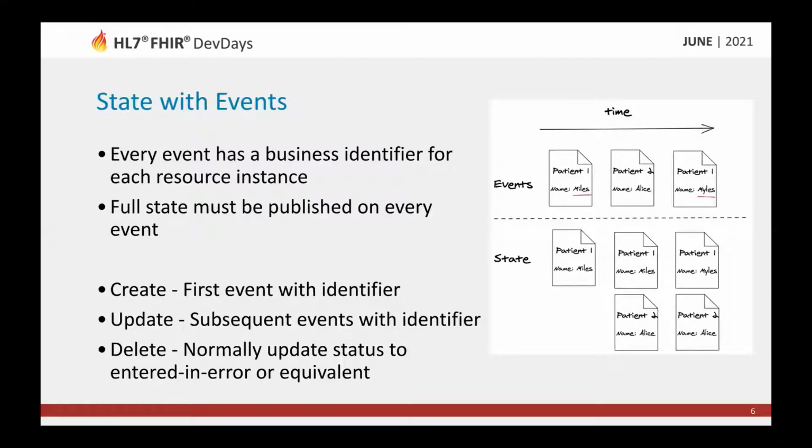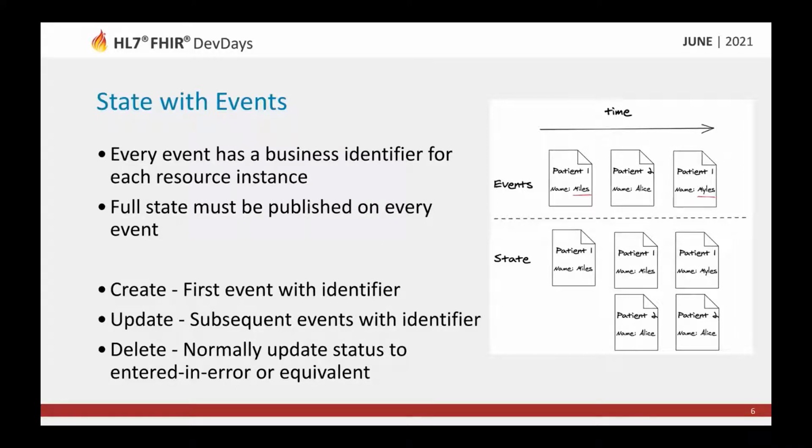With FHIR, we're most used to using a CRUD API. And with events, we still need to make sure that we can create, update, and delete resources. Our simple solution is to ensure that all events have a business identifier. Using this identifier, we can then update the state of any resource. This imposes a few constraints. Firstly, that events need to publish the full state of a resource, and secondly, that events are processed in order.